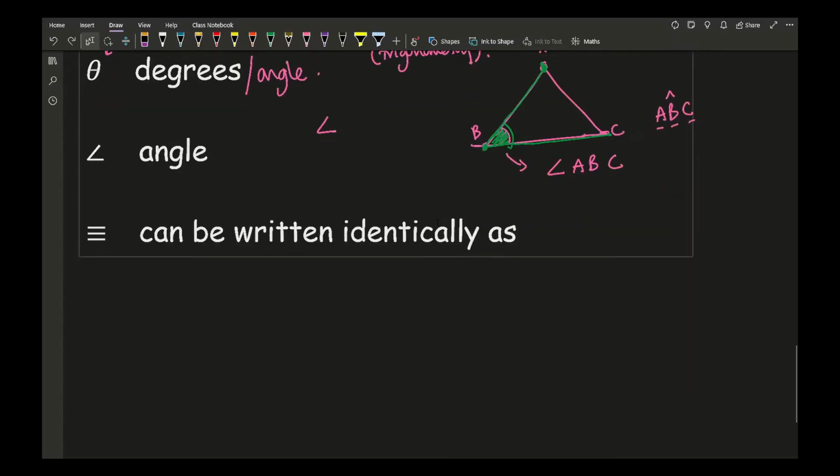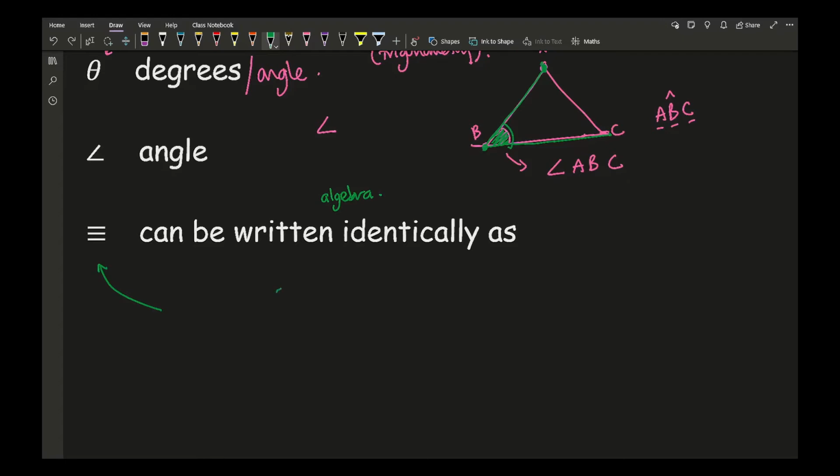Now another symbol that you may also be familiar with, or may encounter, is this equal sign that's actually got 3 lines. Now this basically means it's an identity and is again used more in algebra, and basically means that it can be written identically as.